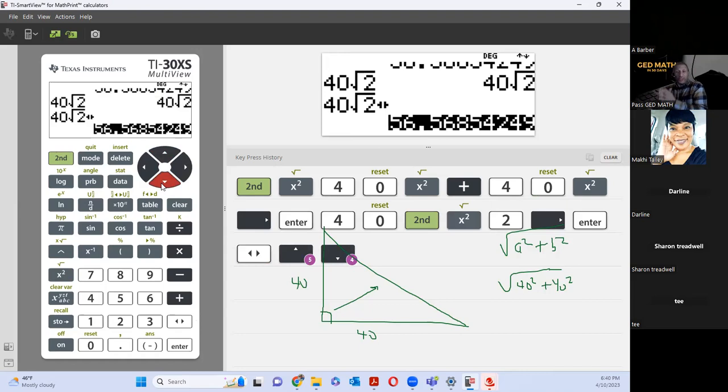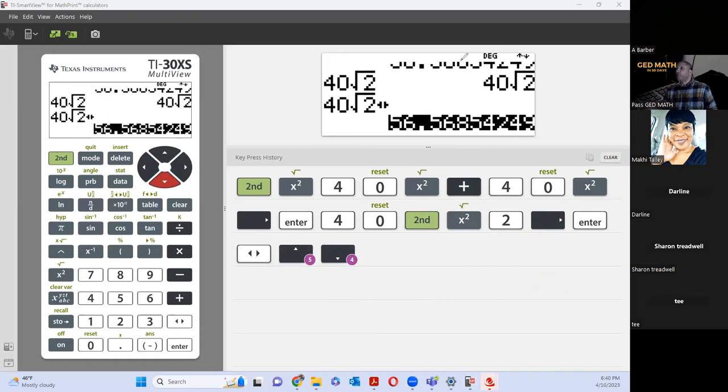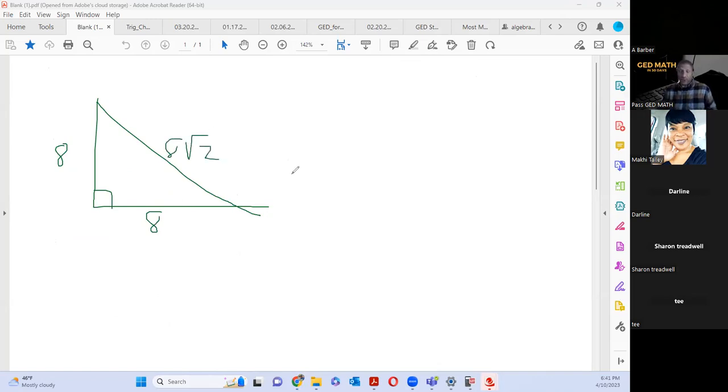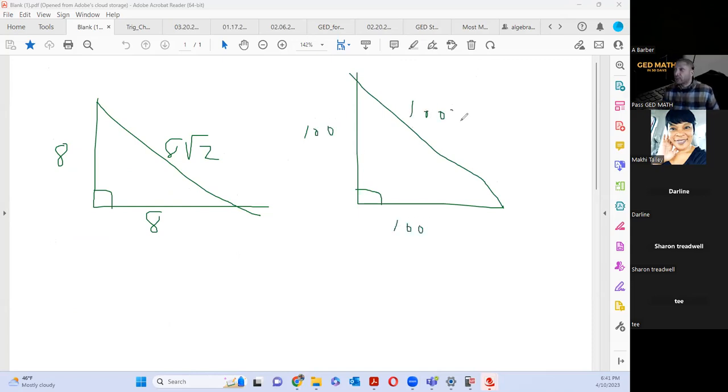The reason why I put that on there is because this is what's called a 45-45-90 triangle. Okay, so I'm gonna give you a little shortcut. If at any time you have a right triangle and the two legs are the same, the hypotenuse is that leg times the square root of 2. I don't care what the two legs are. It could be 100 and 100. The hypotenuse is 100 square root of 2.